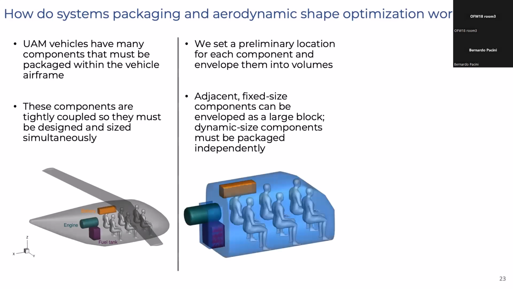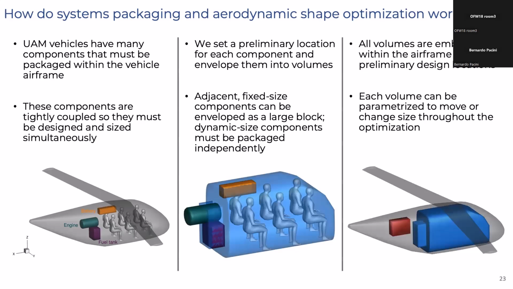So we set up a preliminary location for each of the components, and we envelope them into volumes. Anything that's next to each other in fixed size, like all of these passengers, we can put into one large block. If there's something like a cargo area that we want to size dynamically, that becomes its own separate block that we optimize throughout the optimization. We then embed all of these volumes into the airframe in their preliminary locations, and we parameterize them so that we can allow the dynamic ones to change in size or change in location. So in this case, the blue one will be fixed in its location as it's a passenger cabin, but the red one is a cargo area that will change in size and move dynamically inside the fuselage.